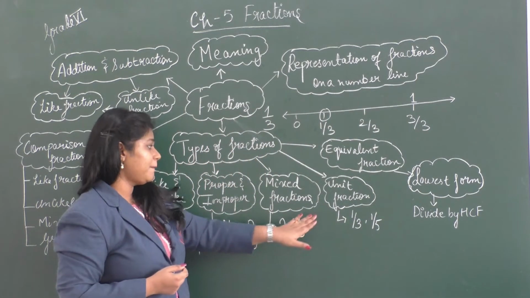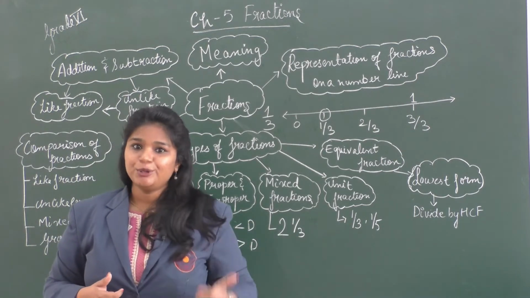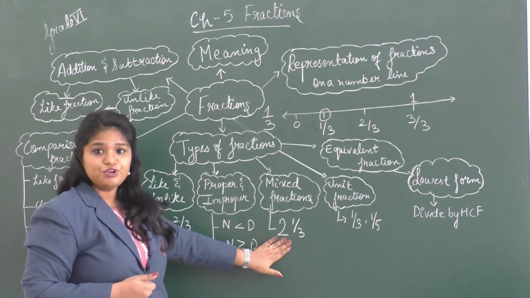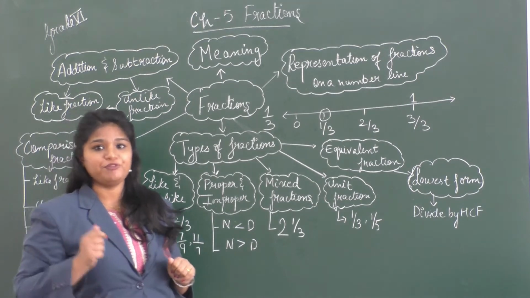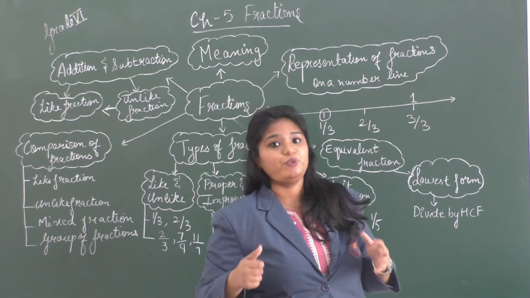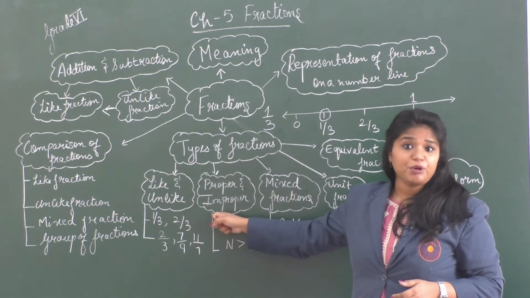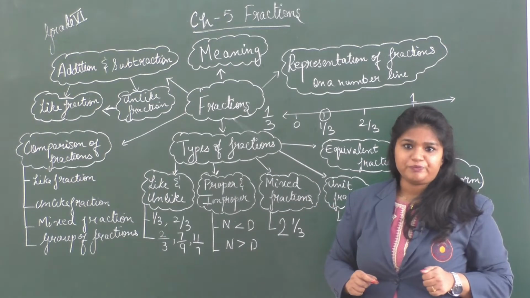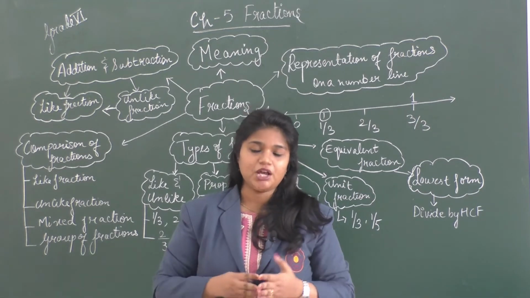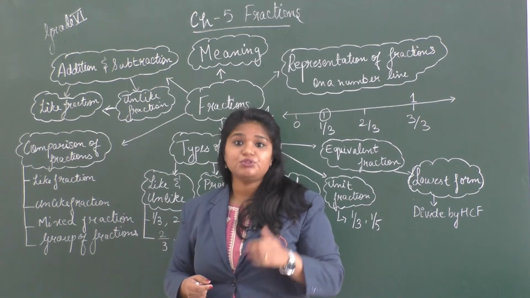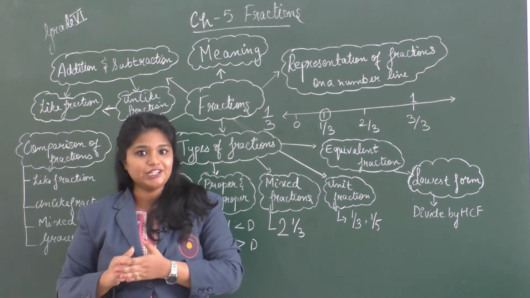Next we learned about mixed fraction. Mixed fraction is a combination of a whole number and a proper fraction. For example, 2 1 by 3. 2 is the whole number and 1 by 3 is the proper fraction. We also learned that we can always convert a mixed fraction into improper fraction and improper fraction into mixed fraction. Now to convert a mixed fraction into improper fraction, we have a formula which says whole number into the denominator plus numerator, and the whole divided by the denominator.